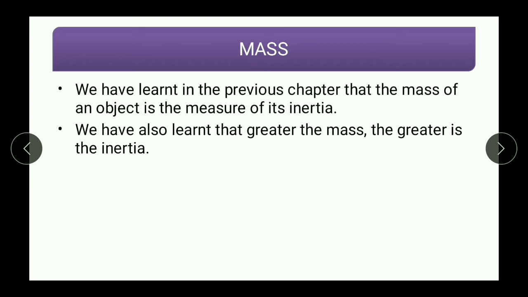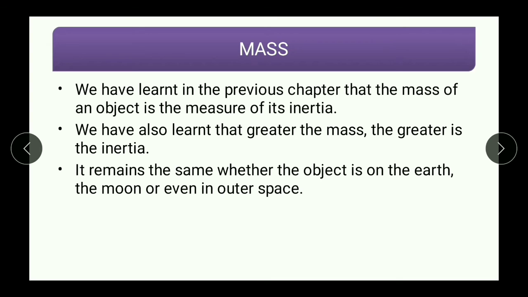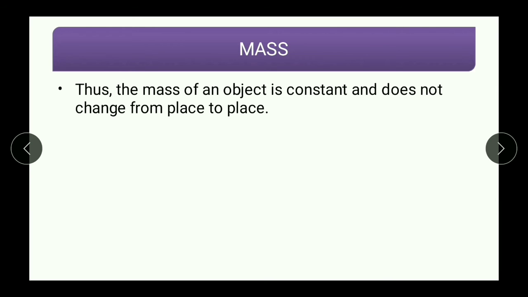We have also learned that greater the mass, greater will be the inertia. It remains the same whether the object is on earth, moon and even in outer space. तो वो जो भी ऑब्जेक्ट है और वो जहाँ पर भी है, वो अर्थ पे होगा या मून पे होगा या कहीं स्पेस पे होगा, लेकिन ये जो रूल है ये सभी जगह पे एप्लीकेबल है. मास किधर भी चेंज नहीं होता. That you have to always remember. Thus, the mass of an object is constant and does not change from place to place. You go anywhere in universe, mass is not going to change.